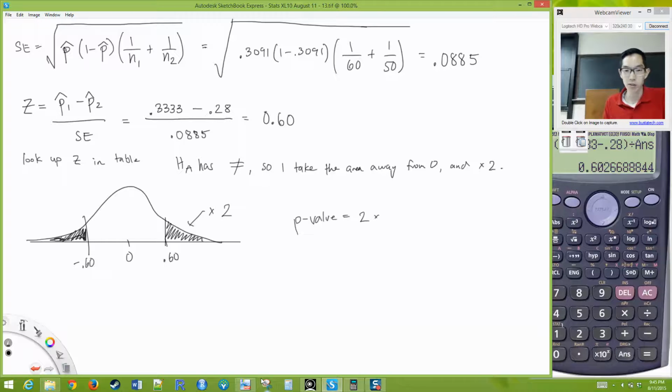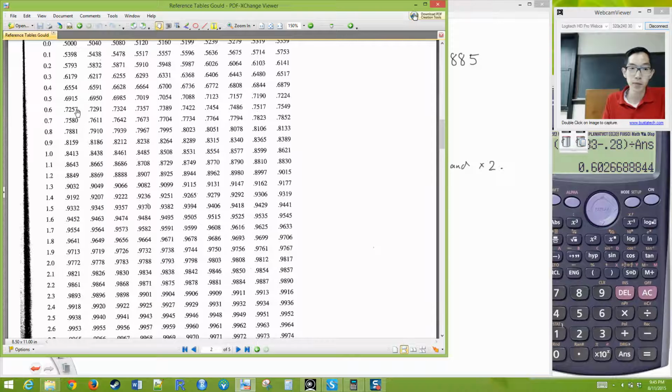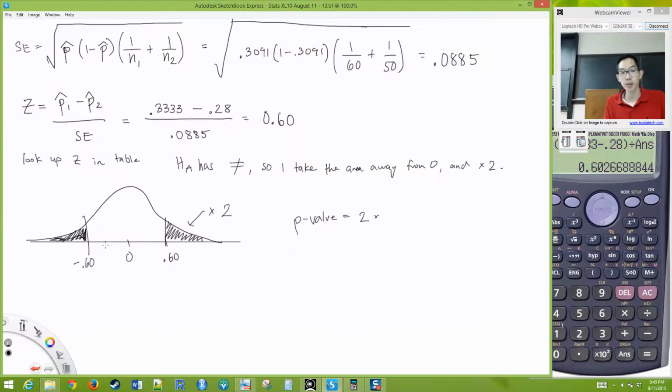So I will go to the table and I will look up 0.60. What is the area I find there? 0.7257, but that's the area to the left, right? So I'm going to multiply 2 times 1 minus 0.7257.